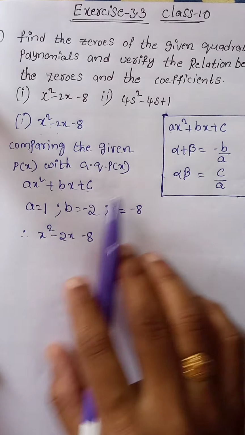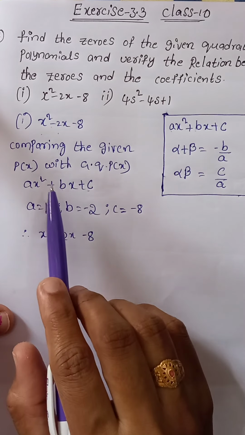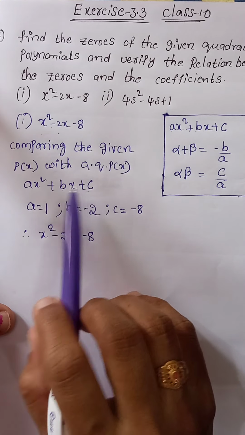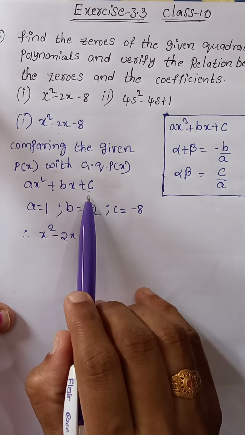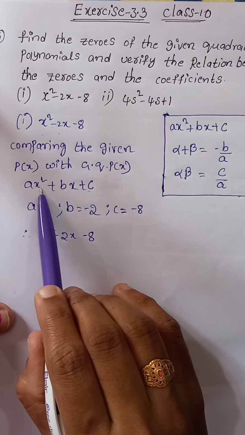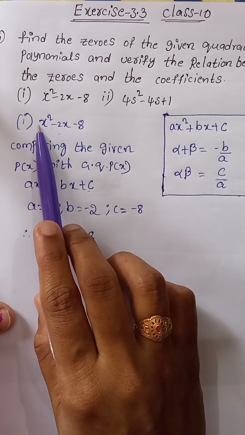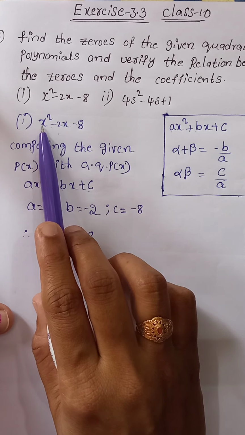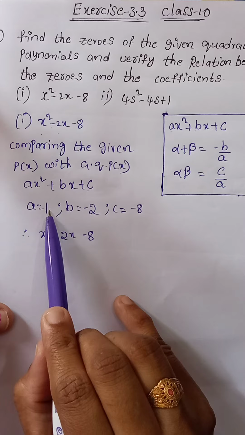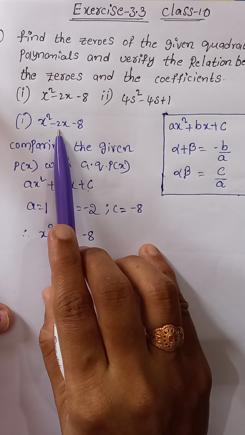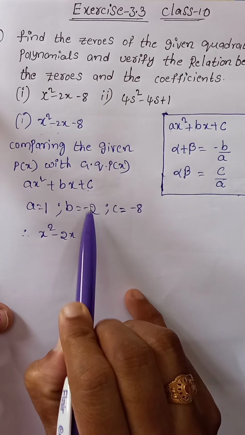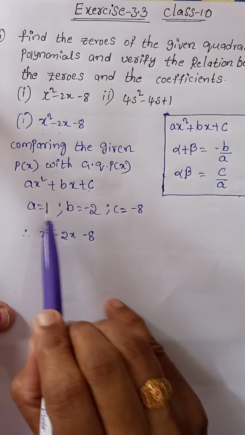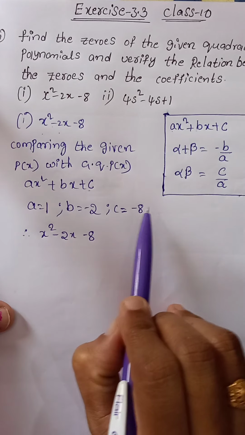Now compare this given polynomial with the general form of a quadratic polynomial, ax square plus bx plus c. Here a is the coefficient of x square, that is 1. Here there is no value, since 1 into x square is x square, so no value means 1. a equal to 1. Here b is the coefficient of x, that is minus 2. Here c is the constant term, that is minus 8. So a equal to 1, b equal to minus 2, c equal to minus 8.